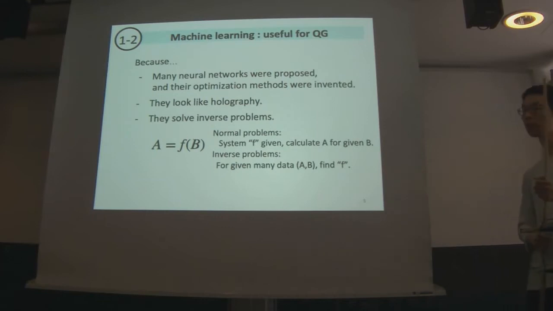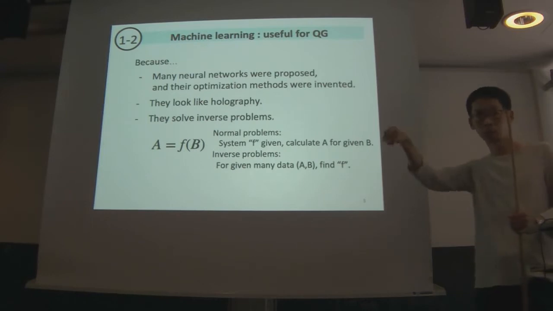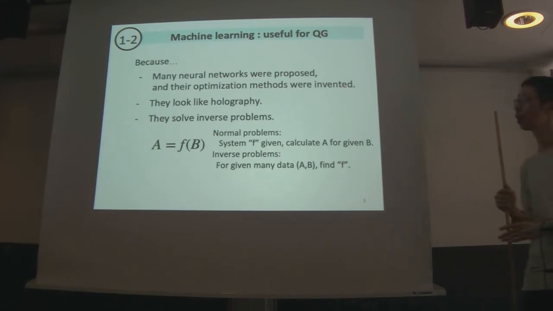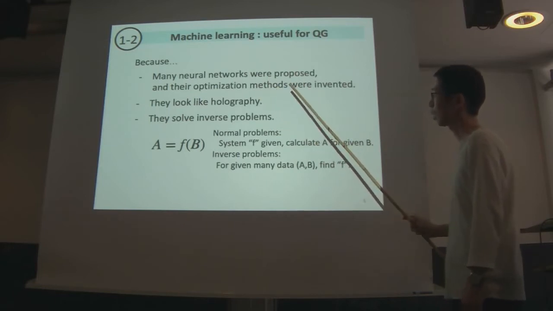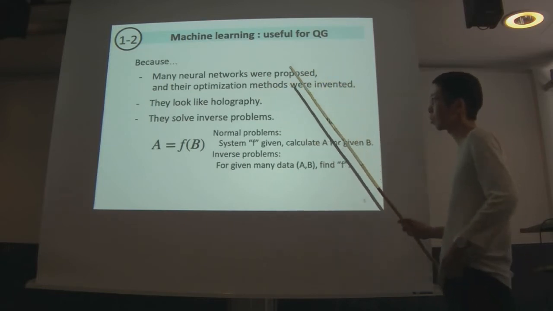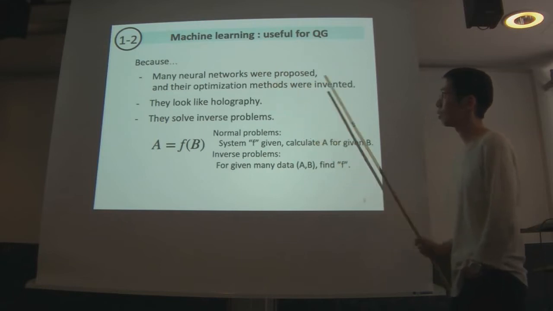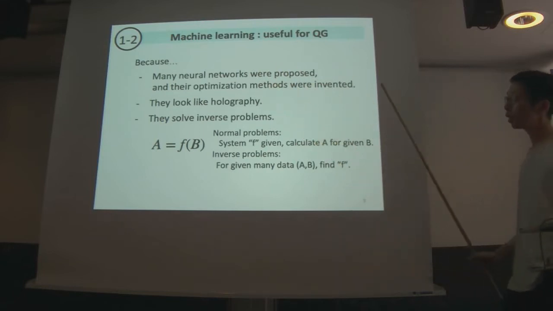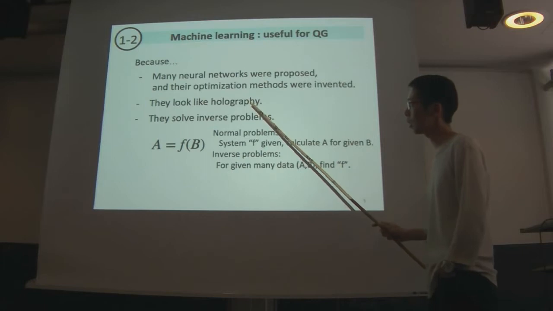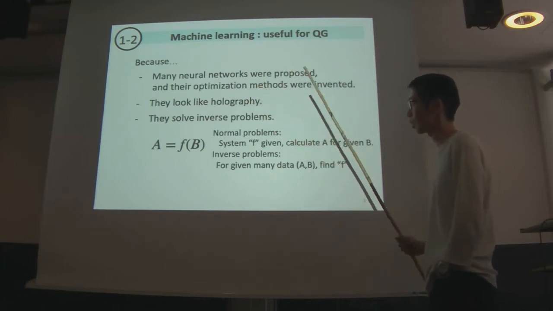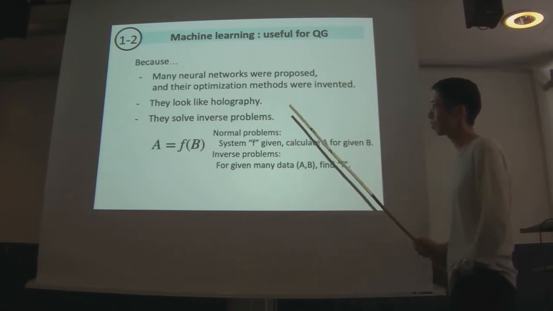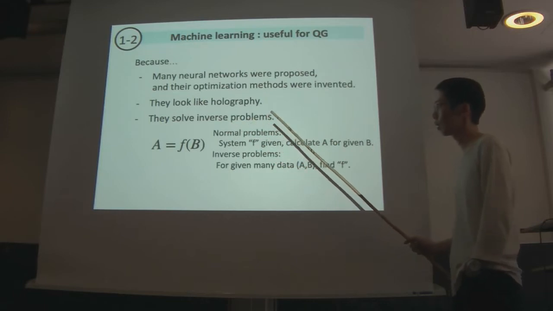You actually need to find a way to optimize the network bonds so that it can be trained in a proper way. And this is a big subject, and I'll show you some examples of neural networks later, and there are many of these. And in fact, you see that they actually look like holographic. And I'll make it more precise later. And then the final reason is that these neural networks can solve inverse problems.